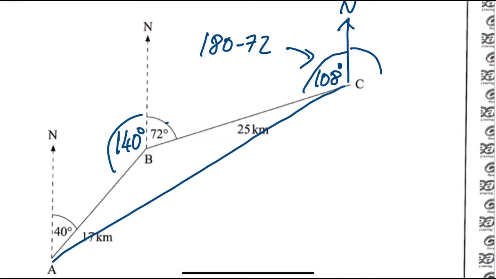And we want to find the bearing of A from C, so we want to find all the way around to here. But we need to know this wee angle. So this wee angle is my angle C. That's what that angle in here is. So we need to find the angle C of the triangle.